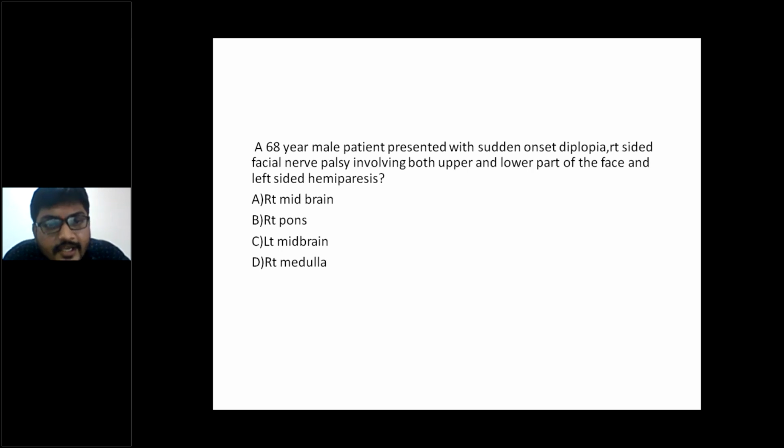A 68-year-old male patient presented with sudden onset diplopia, right-sided facial nerve palsy involving both upper and lower part of the face, and left-sided hemiparesis. Where is the lesion? Anyone? Okay, at least throw a stone on the answer, not on me. Pons. Right pons. Why? Why right pons?